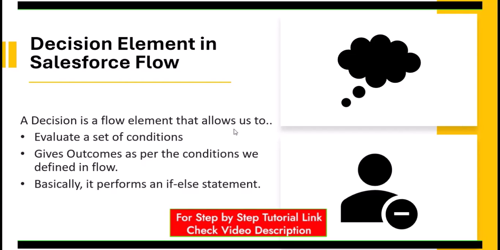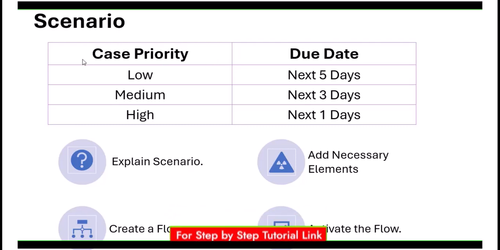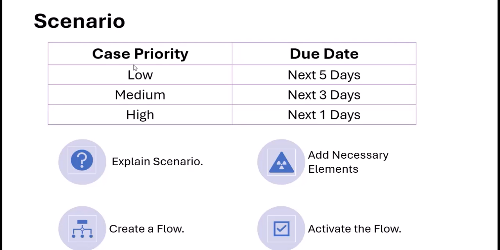To better understand what the decision element is and how we can use it, let's take a scenario. Whenever a case is created, we need to create different tasks according to the case priorities. And here are the case priorities. If the case priority is low, then the due date will be the next 5 days. If the case priority is medium, then the next 3 days. And when the case priority is high, the case should be solved in the next 1 day only.